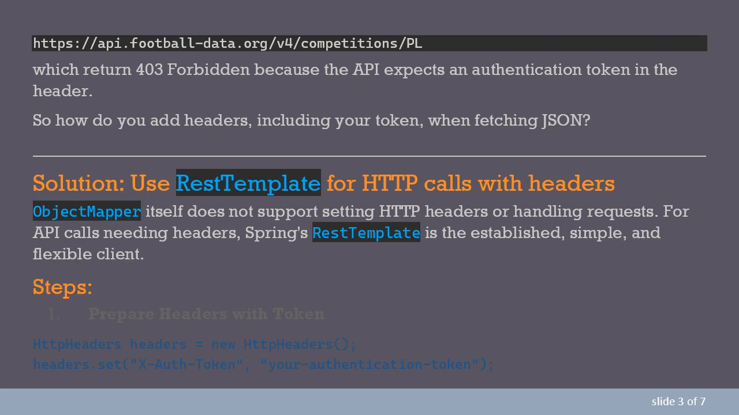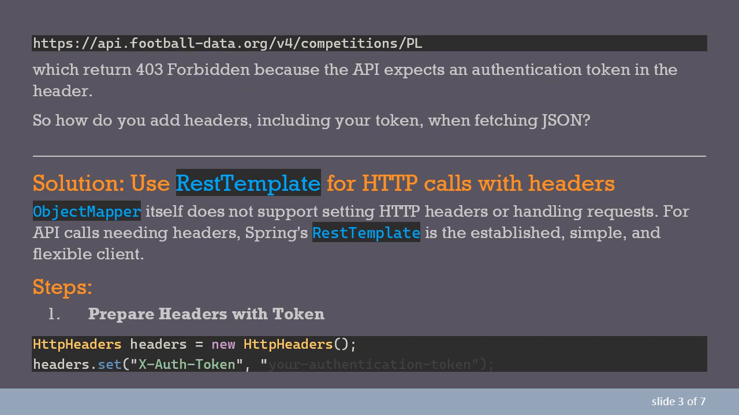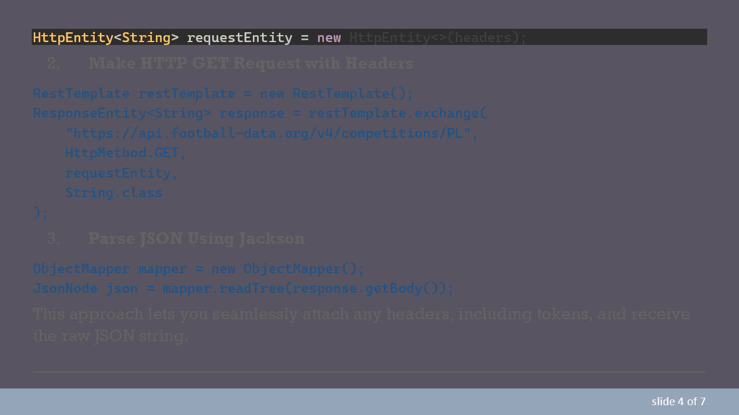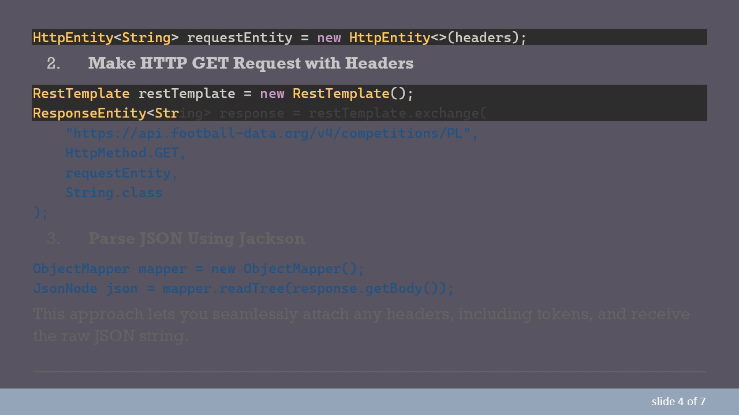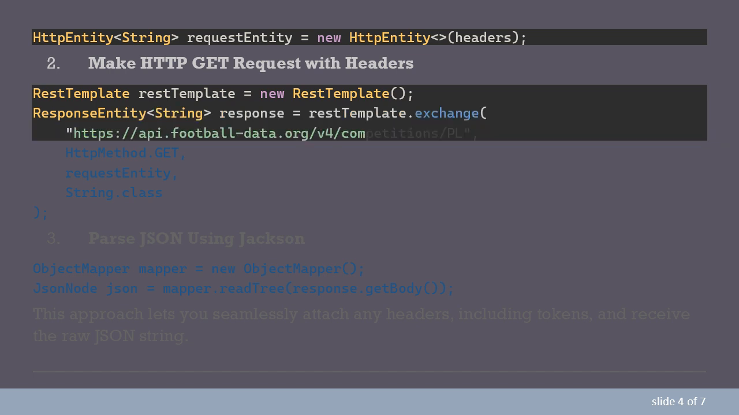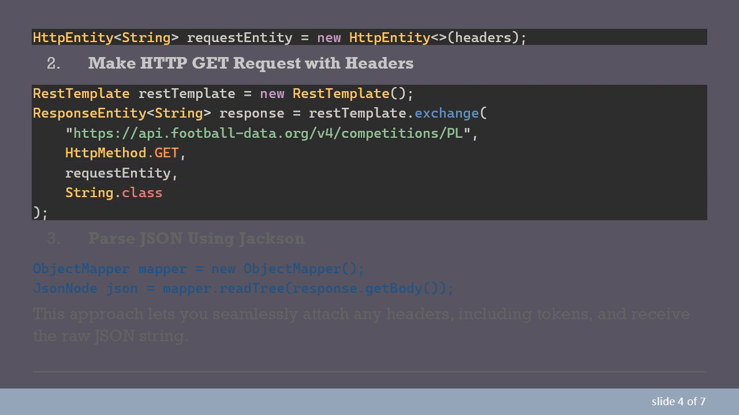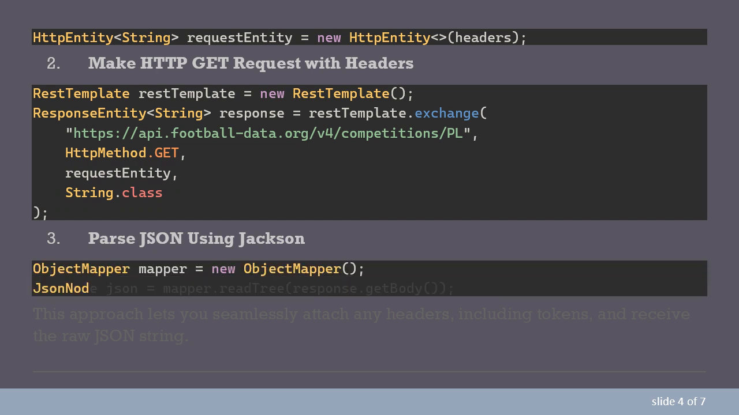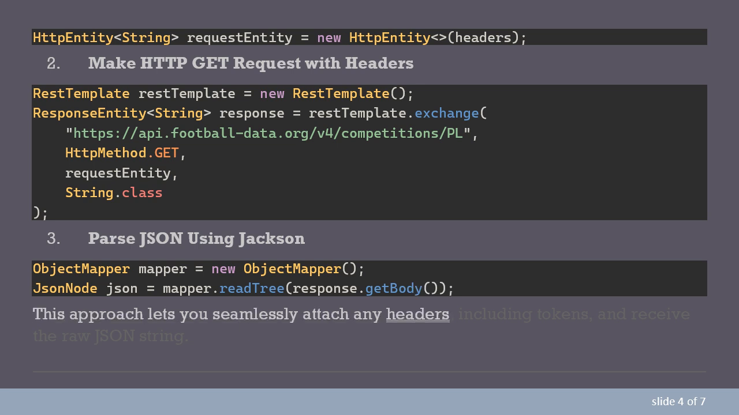Steps. Prepare headers with token. Make HTTP GET request with headers. Parse JSON using Jackson. This approach lets you seamlessly attach any headers, including tokens, and receive the raw JSON string.